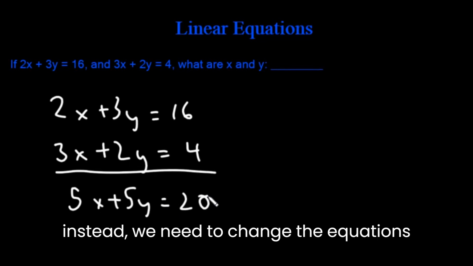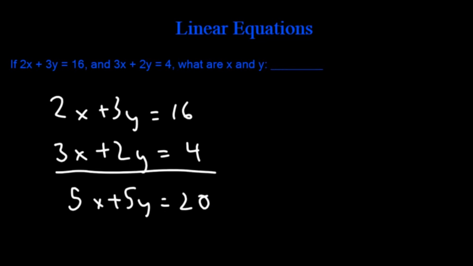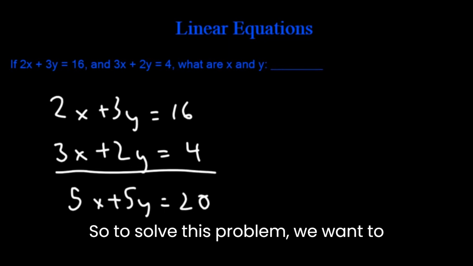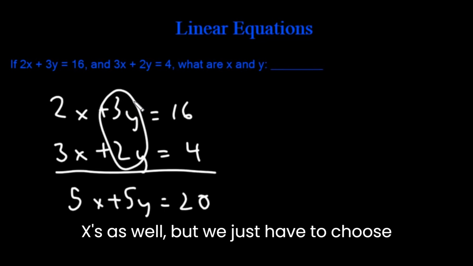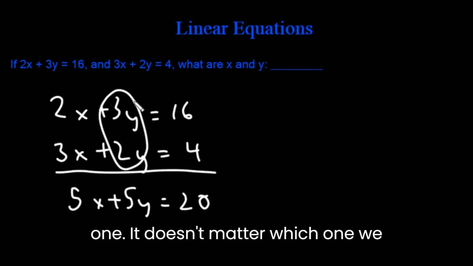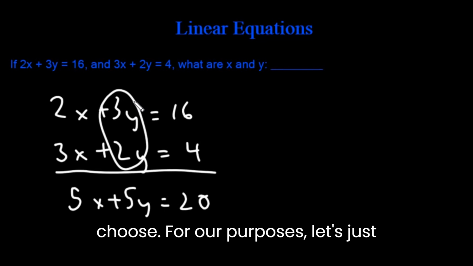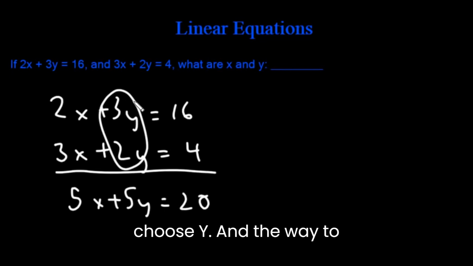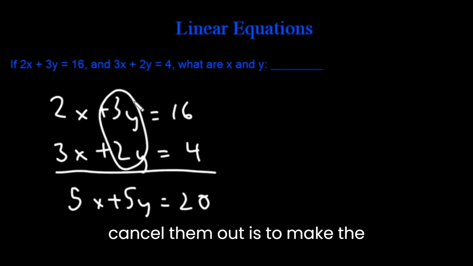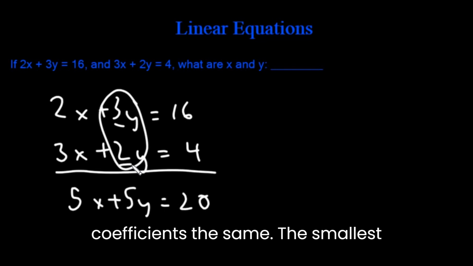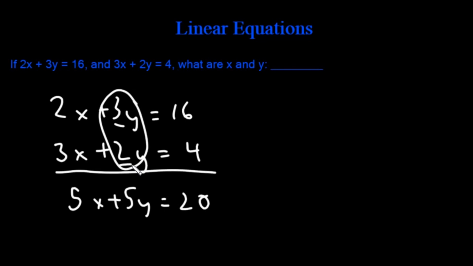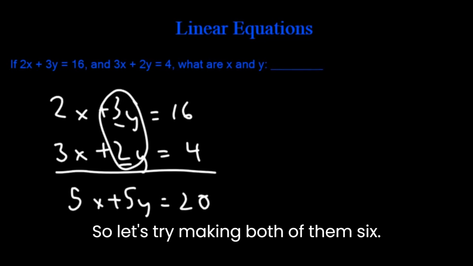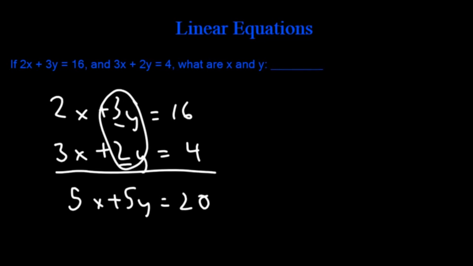So instead, we can change the equations to our favor. So to solve this problem, we want to cancel the y's out. We can cancel the x's as well, but we just have to choose one. It doesn't matter which one we choose. For our purposes, let's just choose y. And the way to cancel them out is to make the coefficients the same. The smallest coefficient that's divisible by 3 and 2 is going to be 6. So let's try making both of them 6.